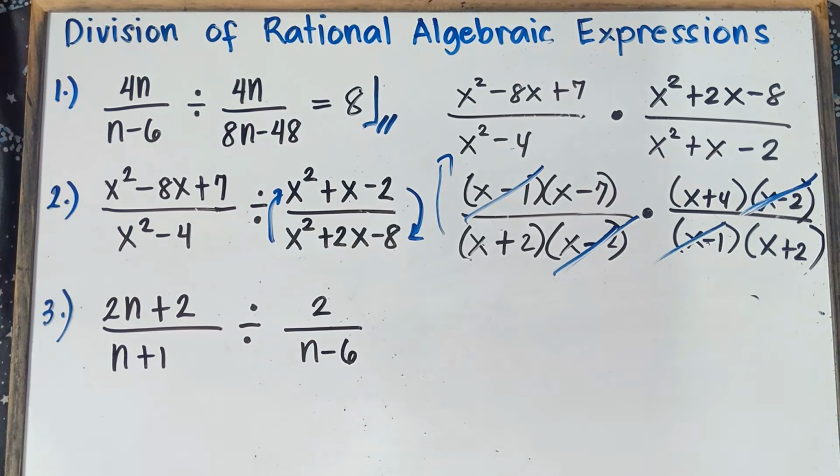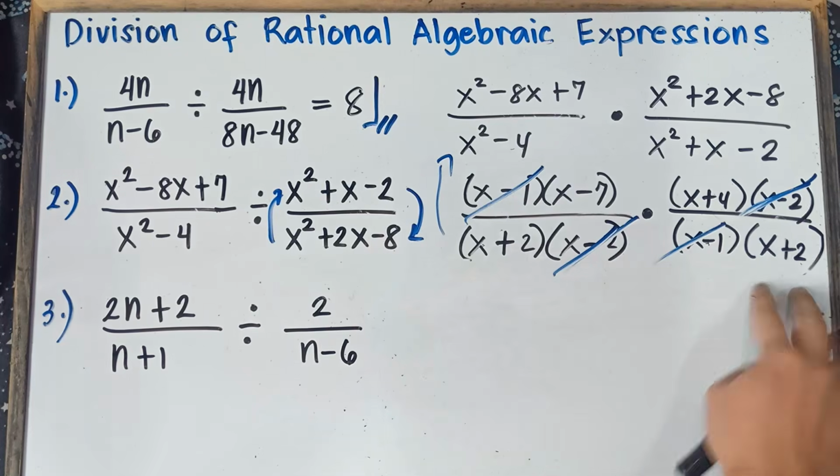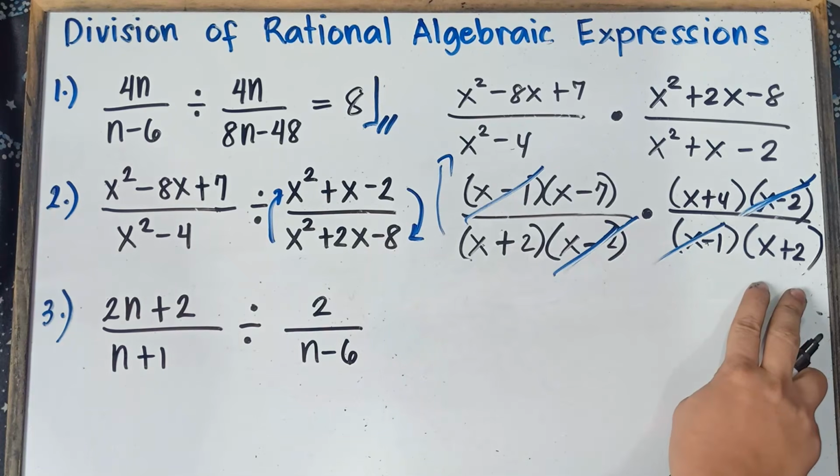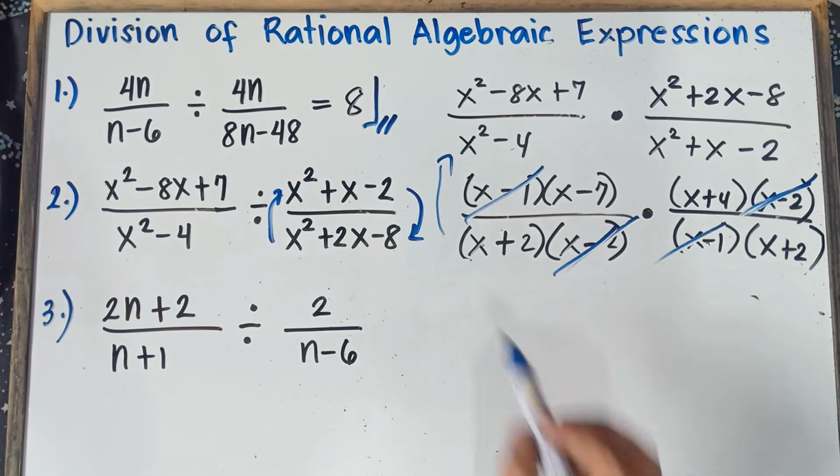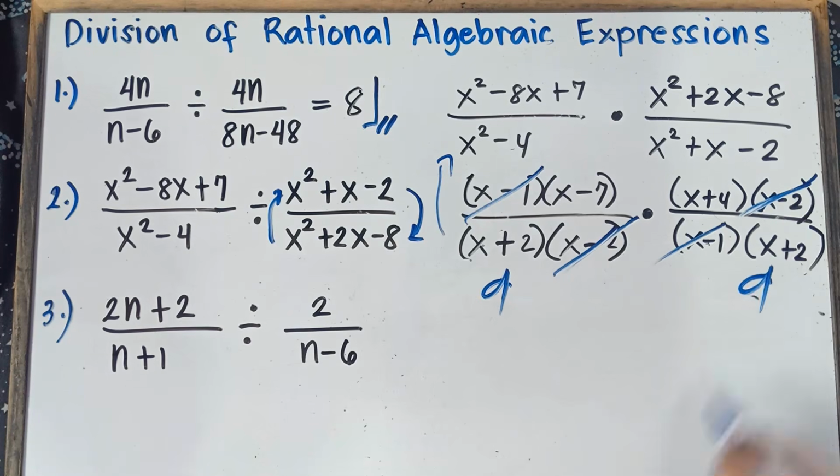So how about this one, class? Can we cancel out x plus 2 and x plus 2? Nope, we can never cancel that out, class. Question, why is that, sir? Because this is denominator, and this is denominator. It must be numerator and then denominator.